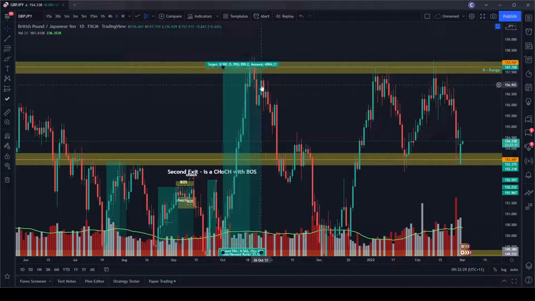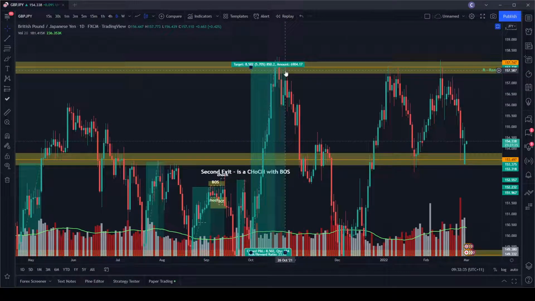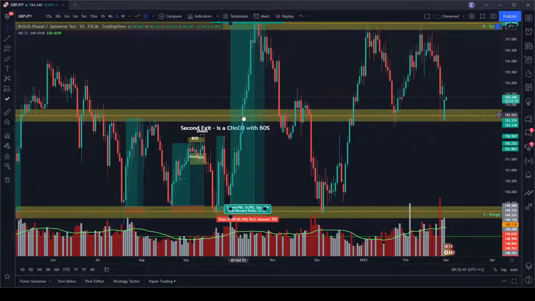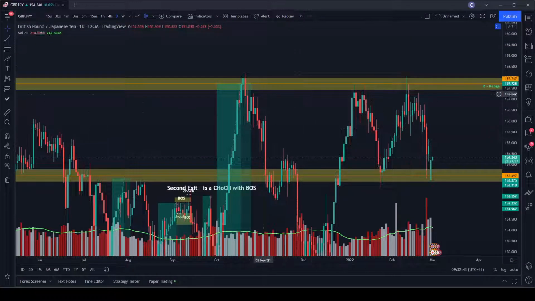It's closed below. It hasn't closed above the zone, it's closed below the zone. So that's your second out. If you miss this one, then that's your second. If you're still in the trade, maybe you close 50% here and let it run. That's a continuation strategy, so closing X amount and letting profits run.